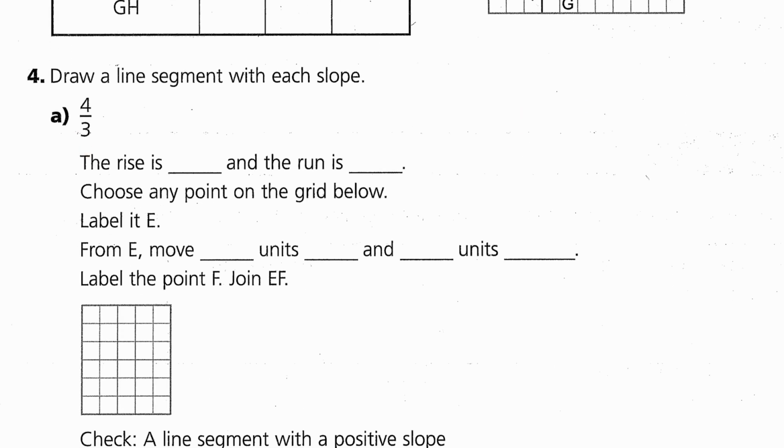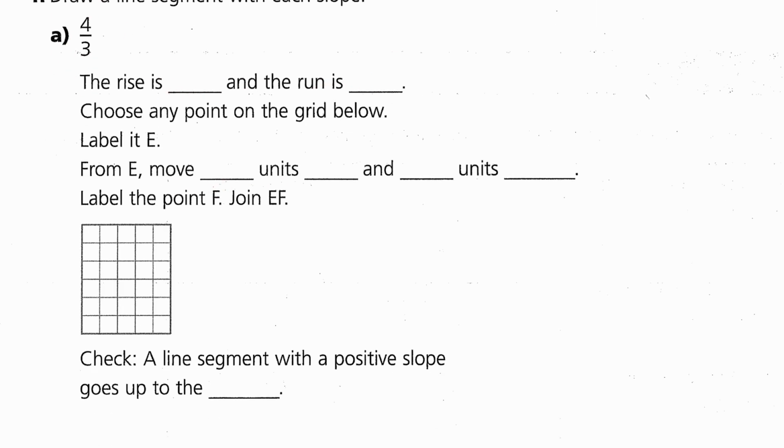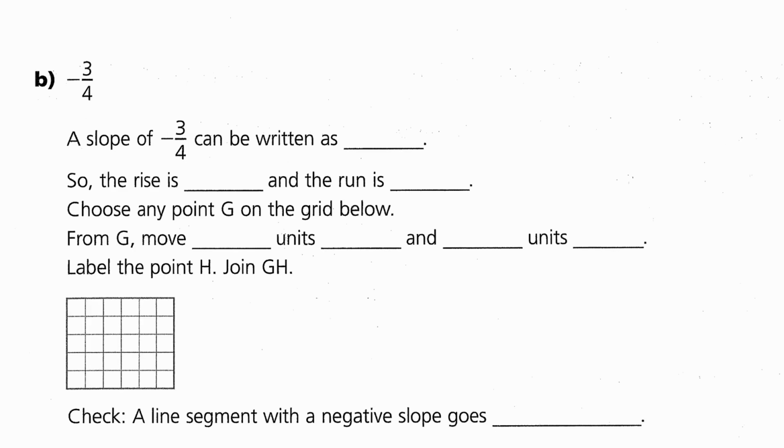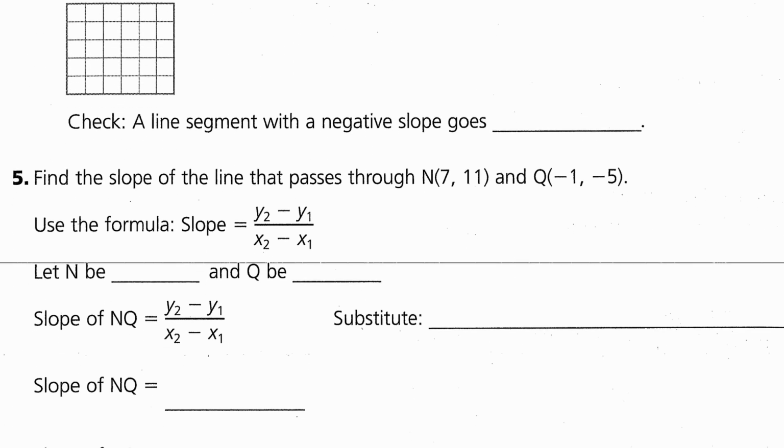And question 4, the slope is given. So from the slope, write the rise here, run here, and from E move how many units up or down and how many units left or right. That you have to write here. Again, label the points E and F and join EF. Same example, I'm not discussing that again.